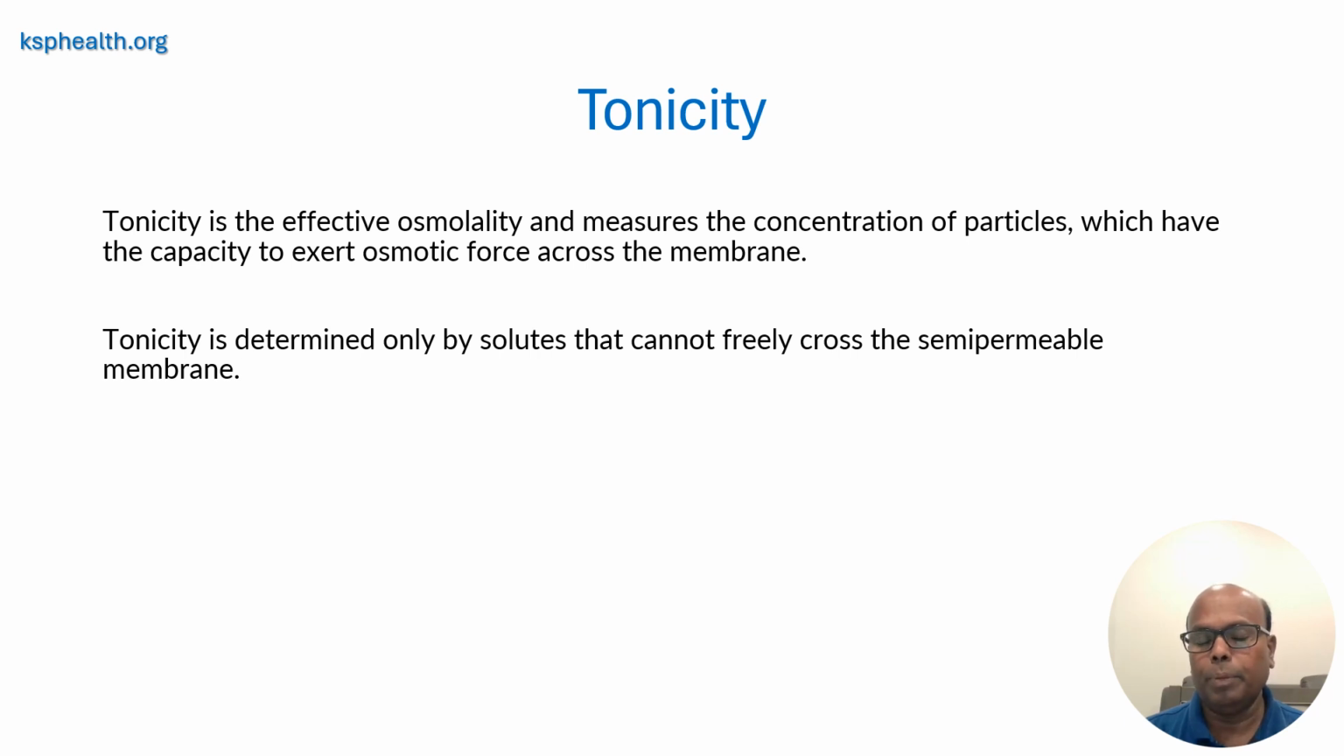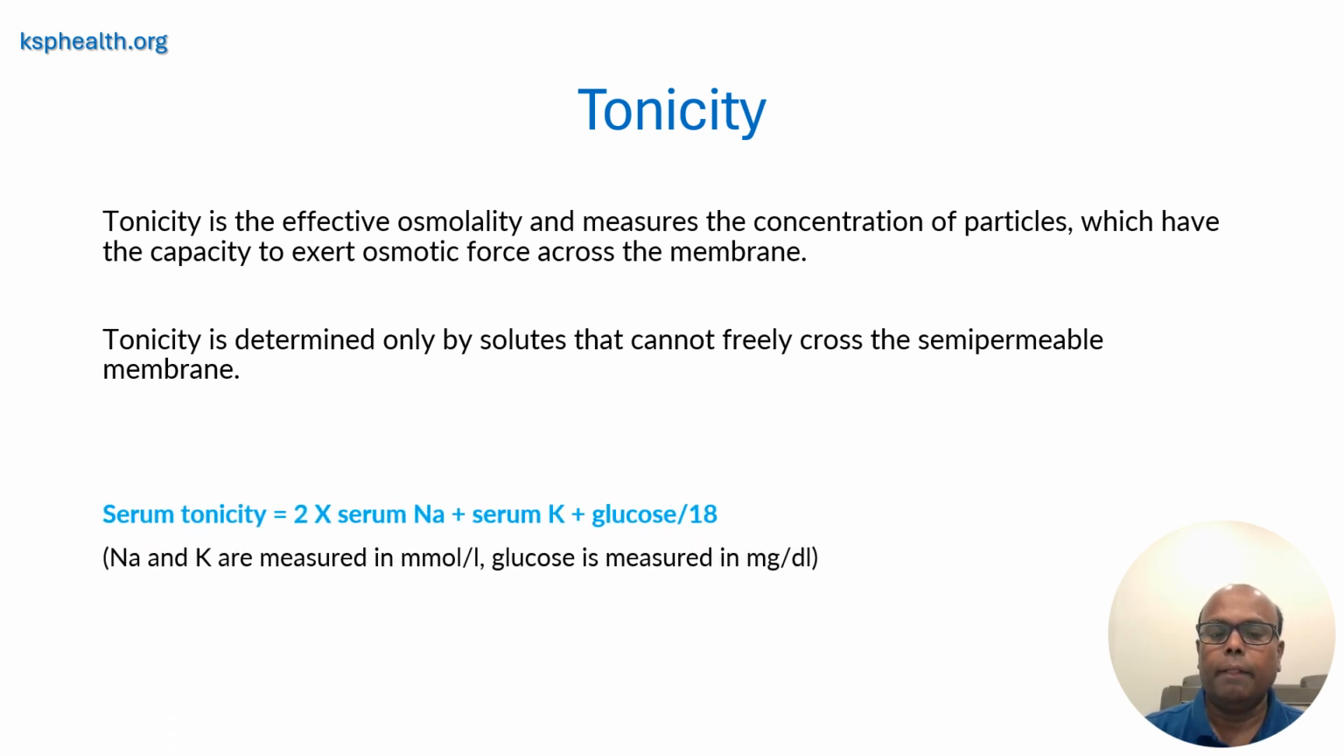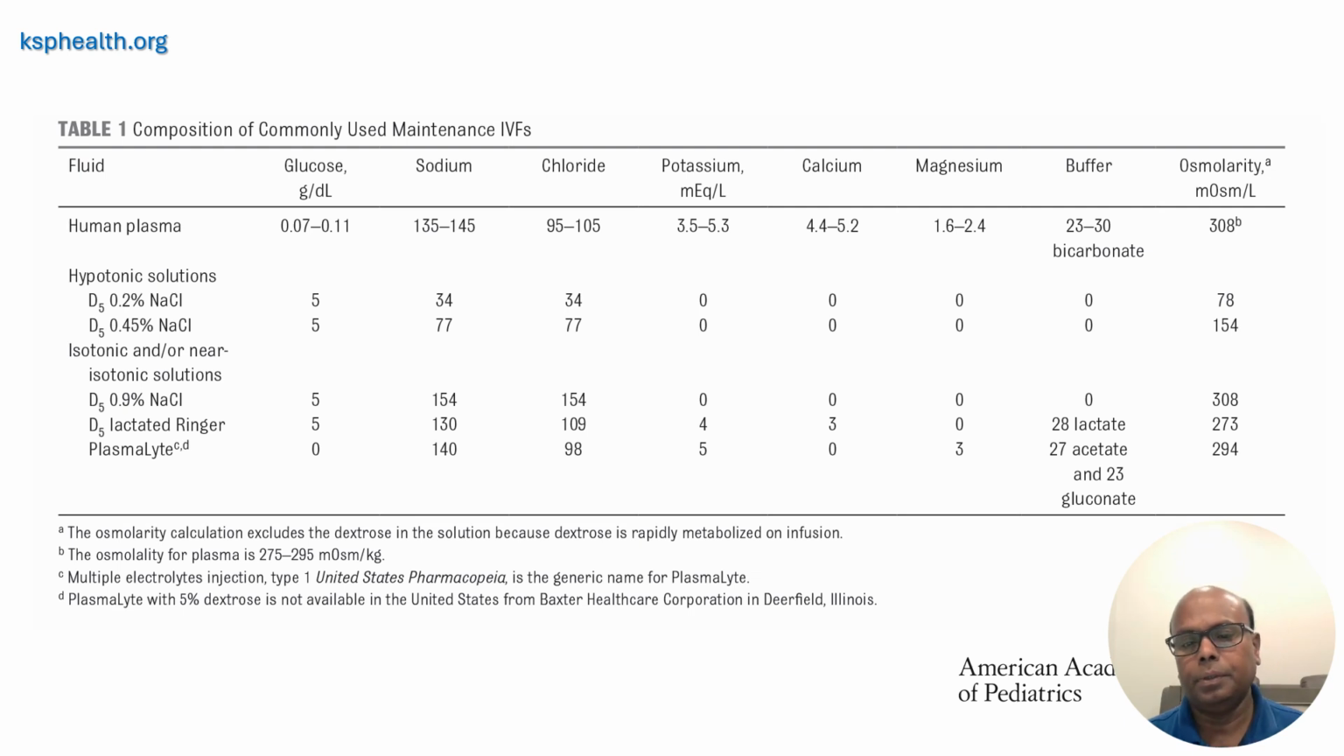Tonicity is determined only by solutes that cannot freely cross the semi-permeable membrane. Since urea can transfer across the membrane, it is removed from the equation, so tonicity is calculated with the following formula: 2 times serum sodium plus serum potassium, plus glucose over 18. This information was published by the American Academy of Pediatrics.